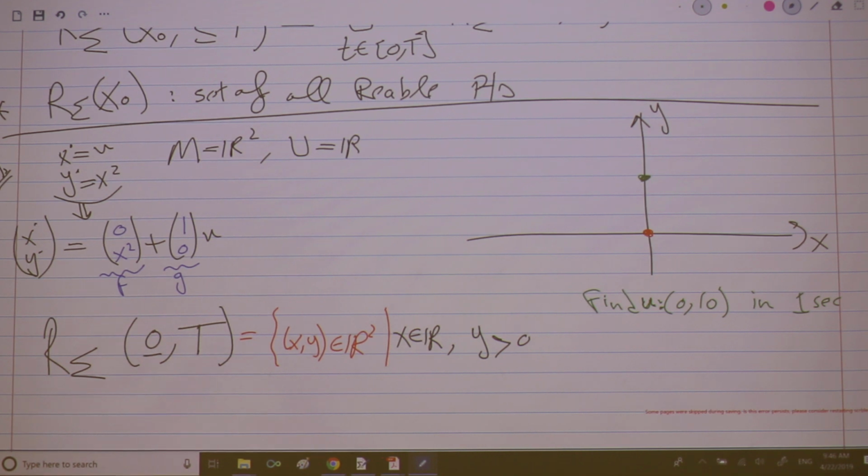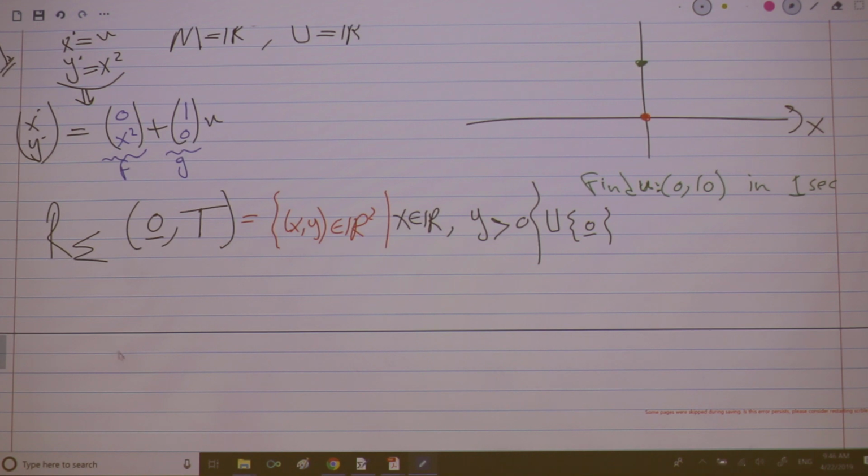So this is done now. Yes, all positive Y I can achieve, interestingly. And this is why the motion planning problem is interesting in itself. Sometimes it's not intuitive, sometimes it is. And I have to do a union with the origin, because I can simply stay there and do nothing. Any question that this is the reachable set in exactly time t? So let's get the reachable set in at most time t.